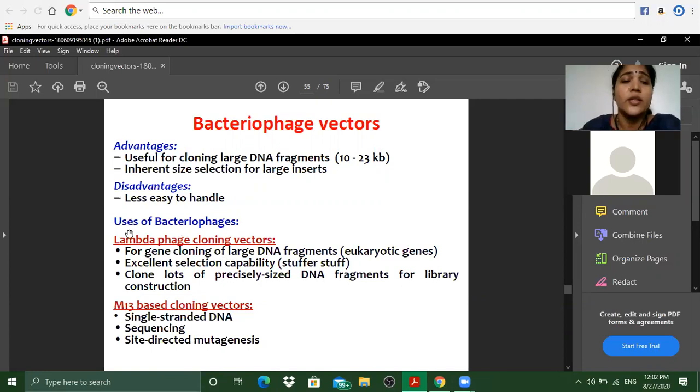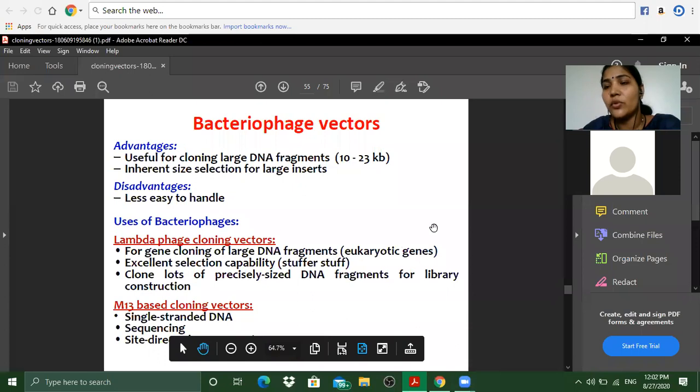Uses of bacteriophages: lambda-phage cloning vector for gene cloning of large DNA fragments, and eukaryotic genes. That is very important, because even if you do many experiments in bacteria, ultimately you have to do those experiments in the eukaryotic gene. Only then will you have some solid construct, solid proof that this one works, right?